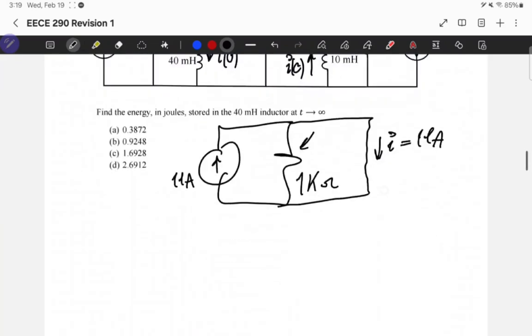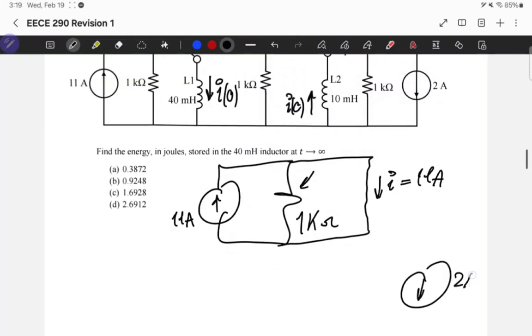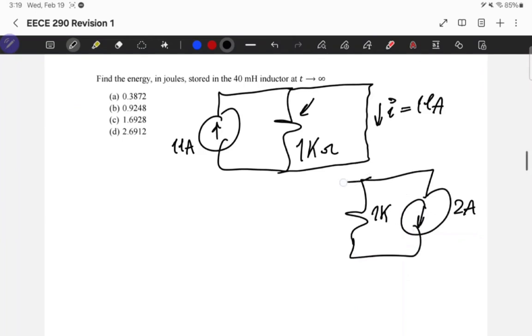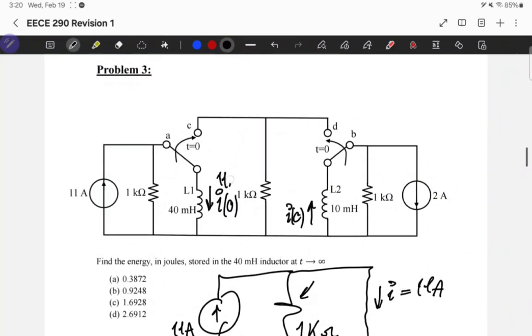So for the network in L2, we have this scenario. The current source is 2 ampere, 1 kilo ohm, and the inductor is also short circuited. And we need this current in here, I. But also in this case, the 1 kilo ohm is short circuited by the inductor, so the entire current of the source flows in the short circuit. So I will be exactly that of the source. So we have 11 ampere going down and 2 ampere going up.